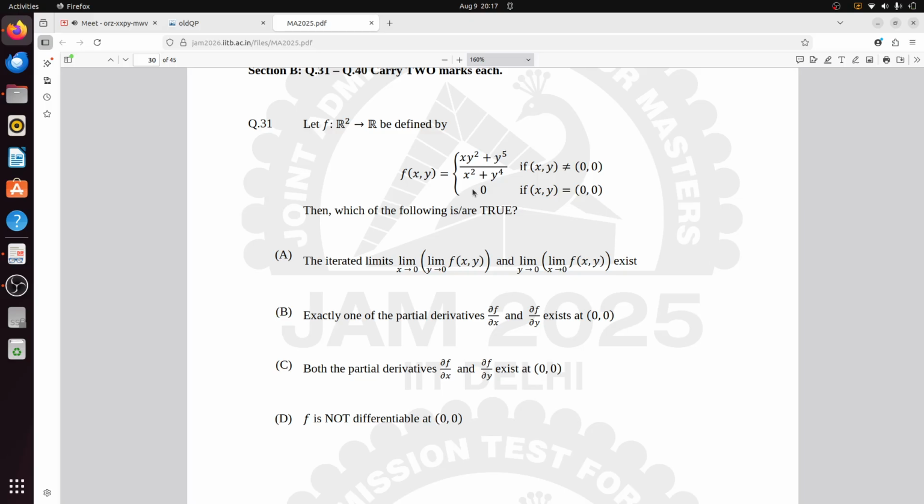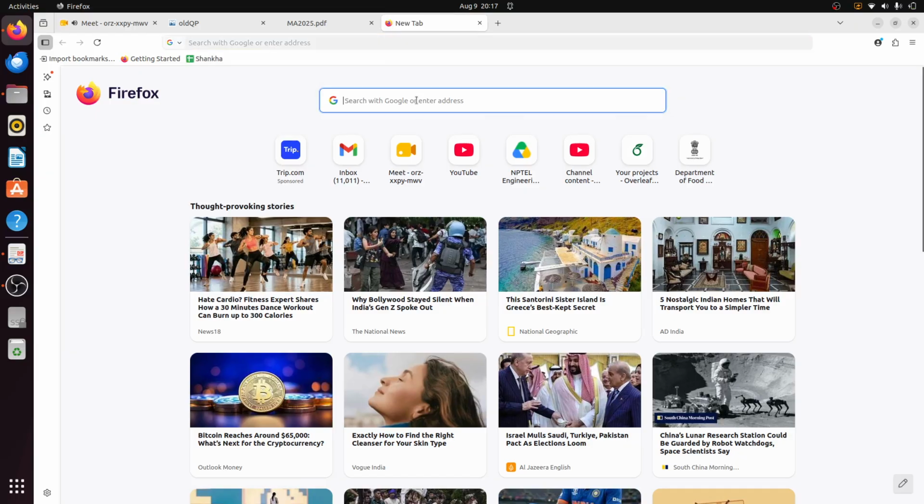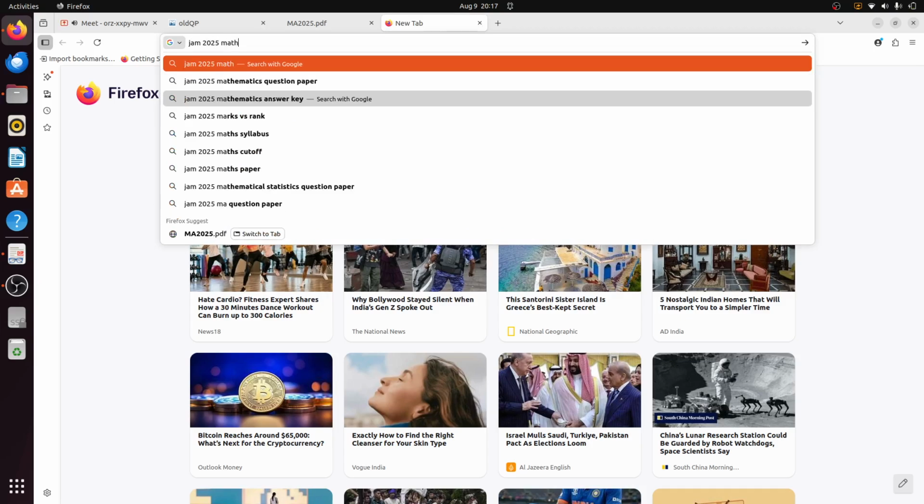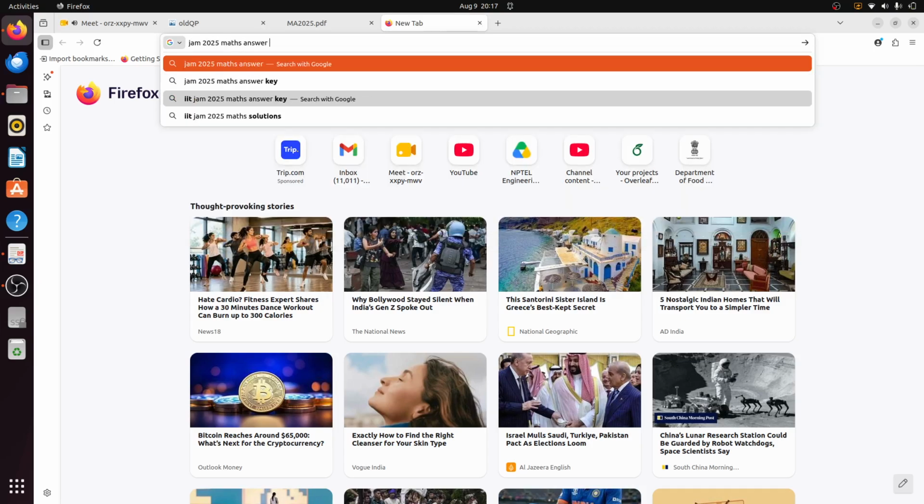So, did you get the final expression? H square minus a square. Okay, I am just finding out the answer, because I need to tell the answer to the student. JAM 2025 maths answer key.